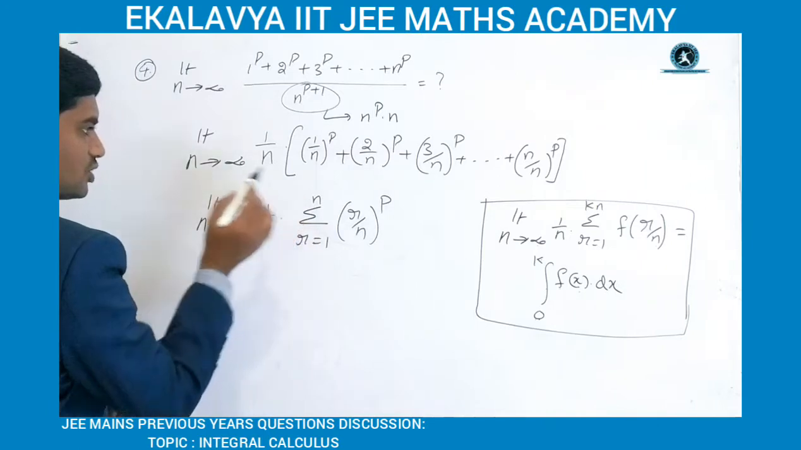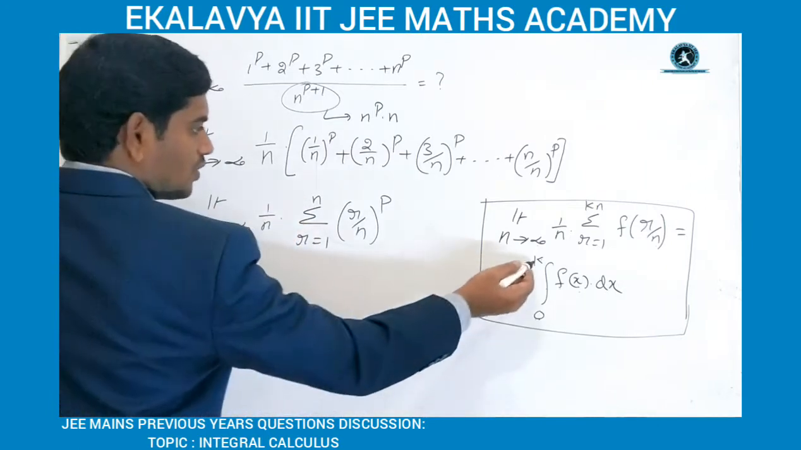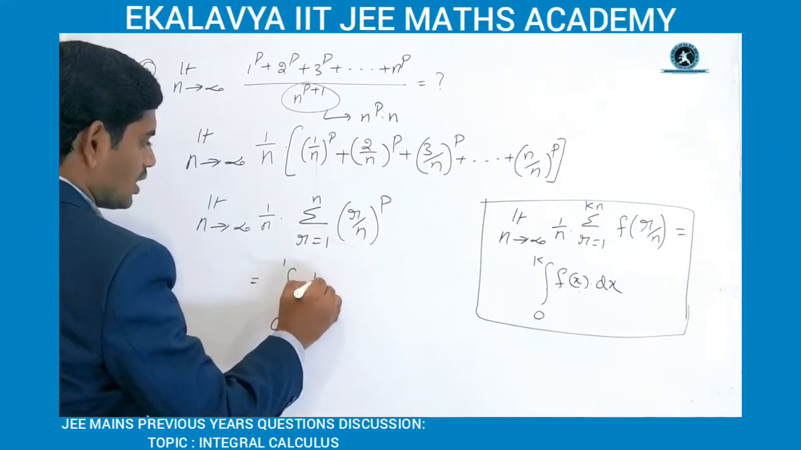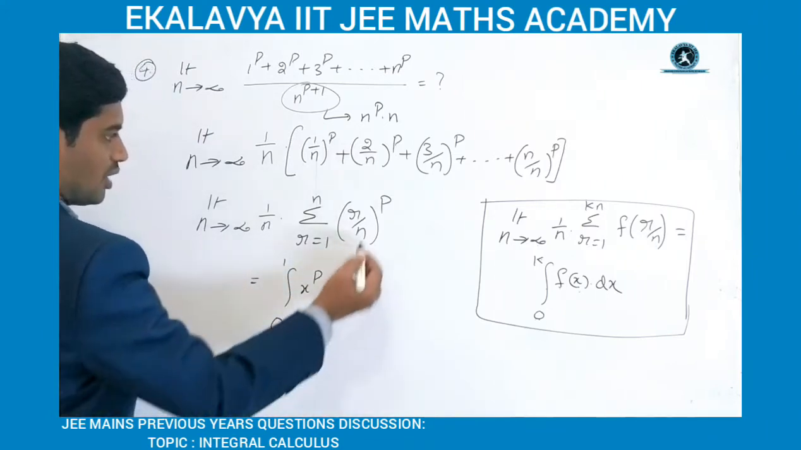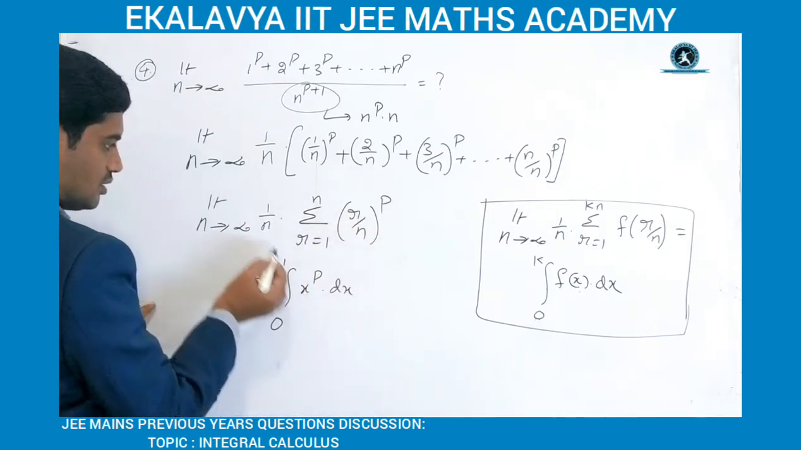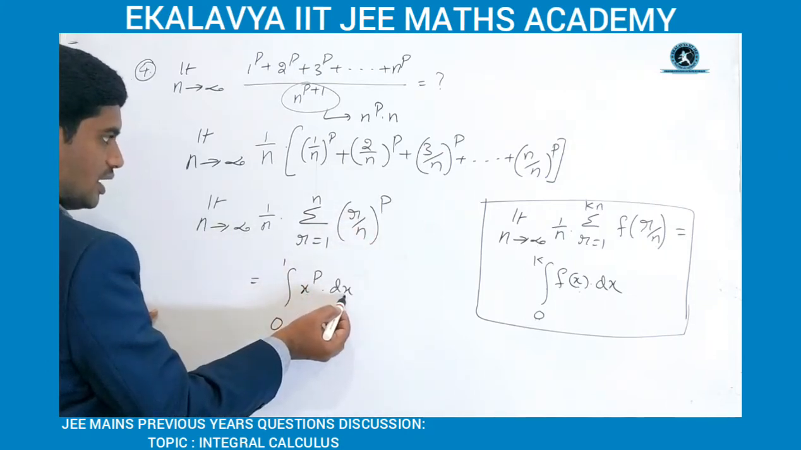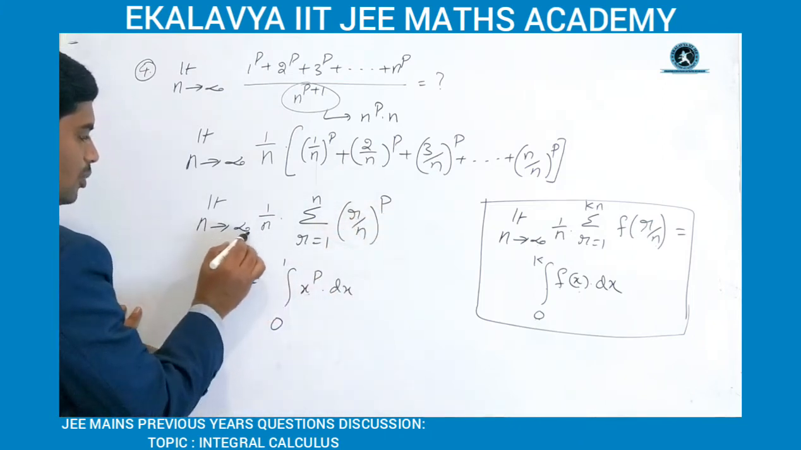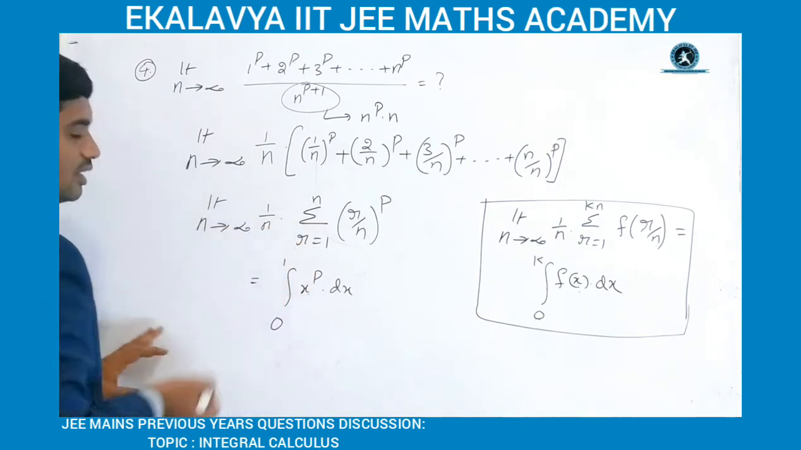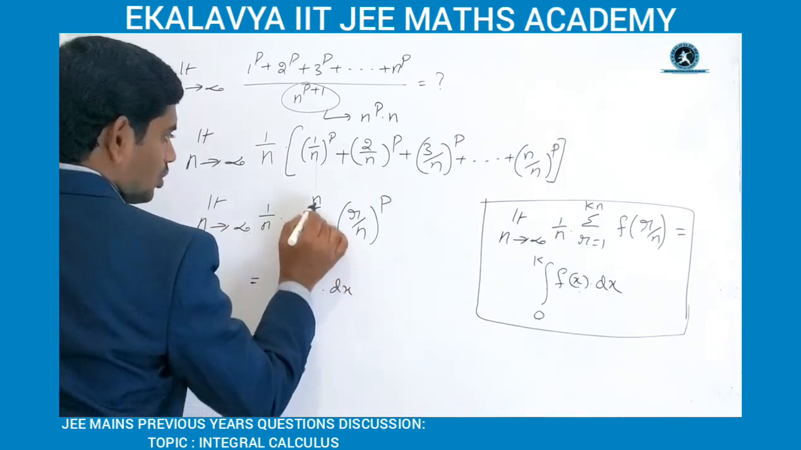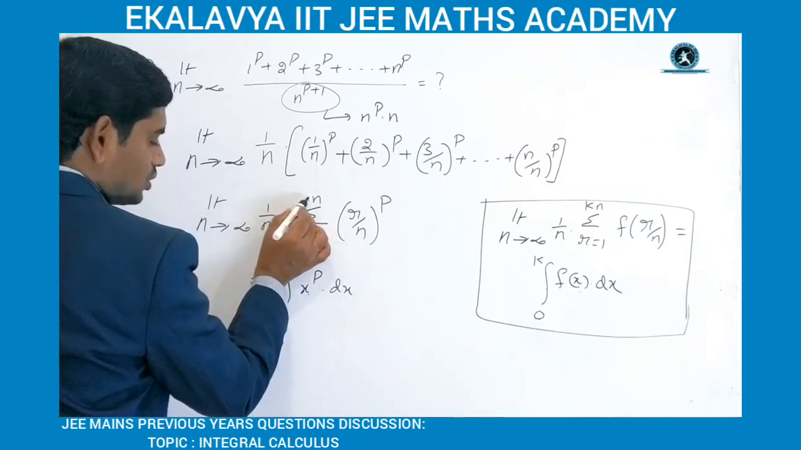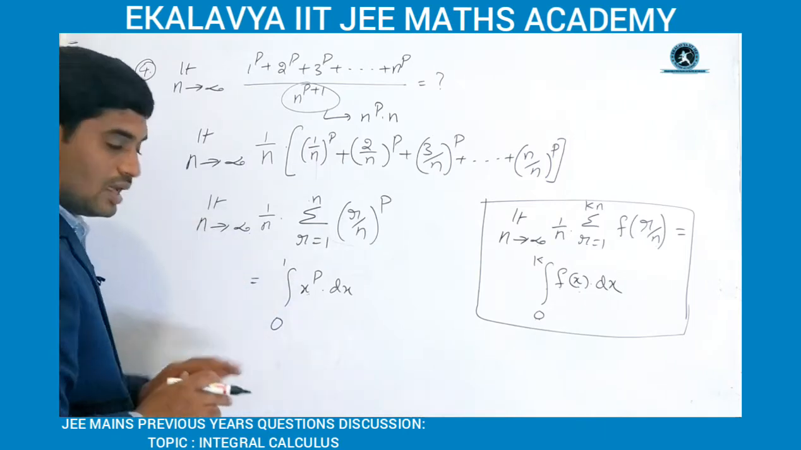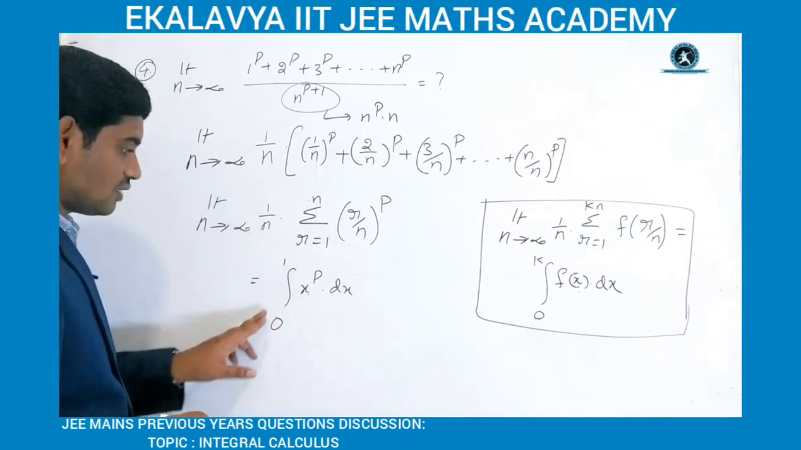So here the coefficient of n is 1, so the value of k is also 1. So then it becomes integration of 0 to 1 x power p dx. r by n we can replace with x, 1 by n we can replace with dx, (r by n) whole power p, so as it is x power p. Then limit n approaches infinity summation we can change as integration, and r equal to 1 to n, the coefficient of n is 1, so the value of k is 1. So then we get integration of 0 to 1 x power p dx.